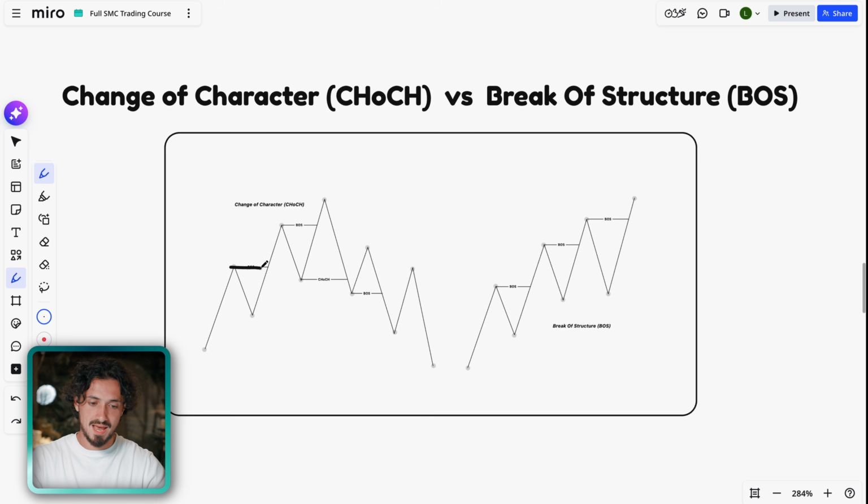When we surpass this old high, that is a break of structure. Then we pull back, higher high again, break of structure, and then we go lower low. So we go from higher high to lower low, because this low is lower than the previous low. So this is a change in trend, or commonly referred to as a change of character.